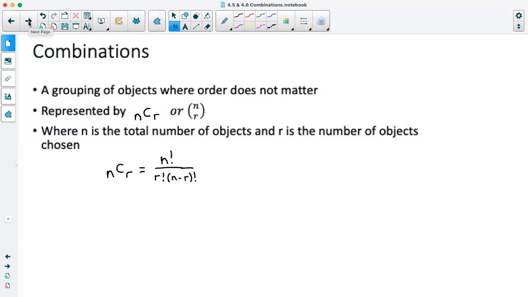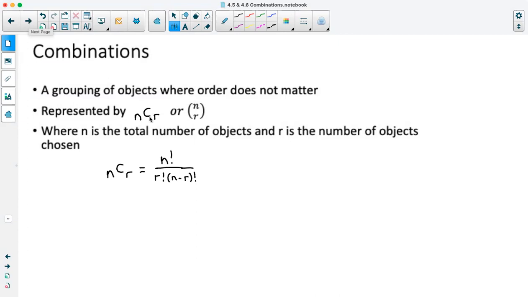So combinations is a grouping of objects where order does not matter. So for example, a company is hiring 4 employees. They have 20 people apply. It doesn't matter which order they hire those 4 employees. They are just hiring 4 employees. Doesn't matter if one's first, second, third, or fourth.